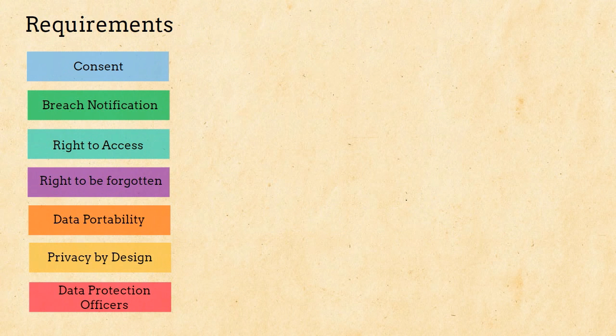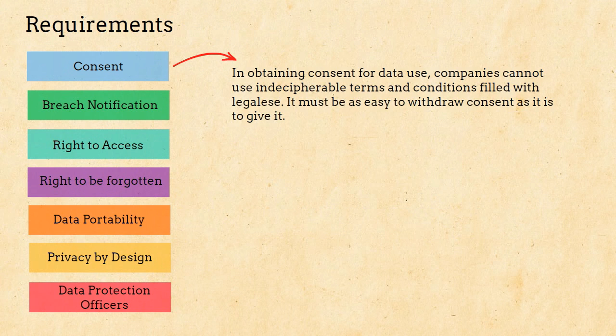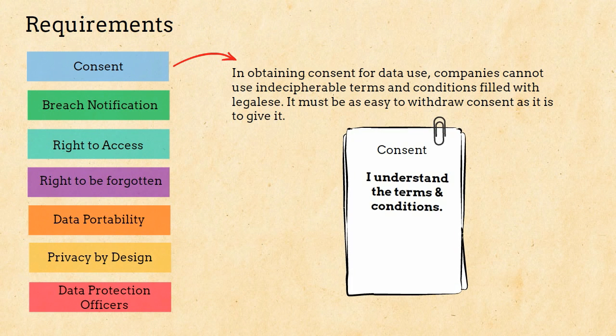GDPR's major requirements include 7 areas. First, consent. In obtaining consent for data use, companies cannot use indecipherable terms and conditions filled with legalese. Also, it must be as easy to withdraw consent as it is to give it.